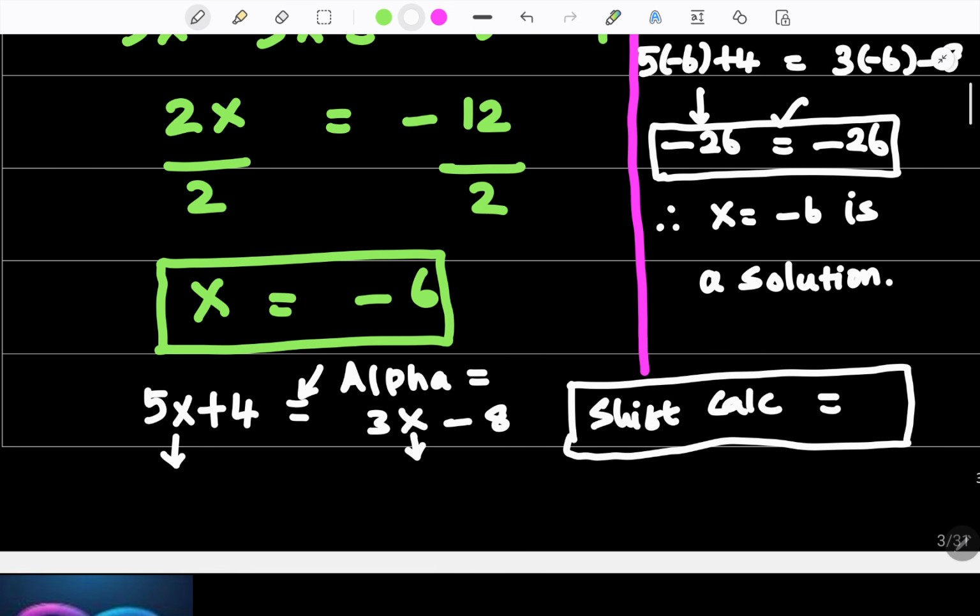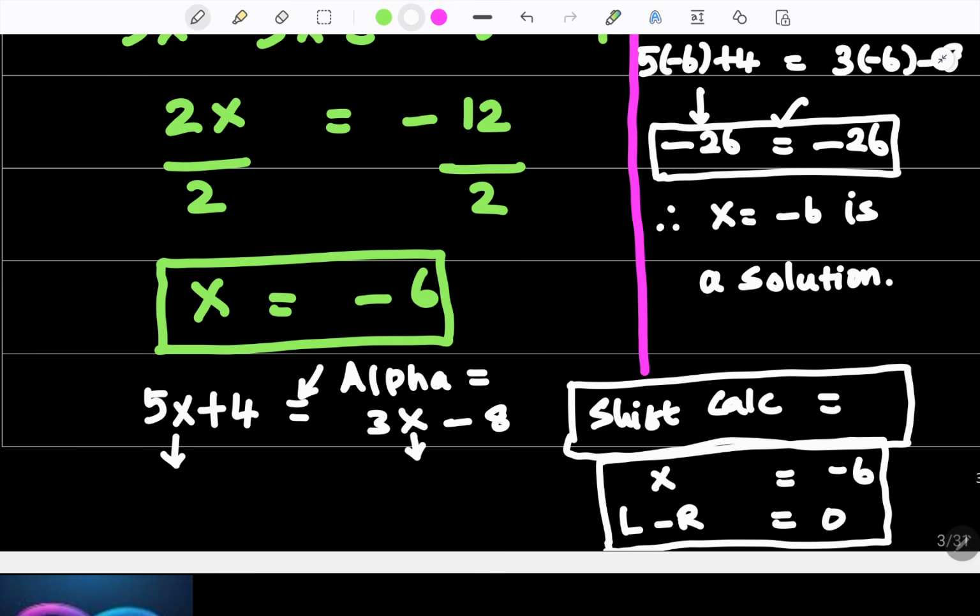If you press like this, you will get the answer x equal to negative 6 and L minus R is equal to 0. So the x value is minus 6 and L minus R equals 0. Keep in your mind, all the time you should get L minus R equal to 0. If you are not getting L minus R equal to 0, then your answer is wrong. So this is the way for you to make sure inside the examination room whether your answer is correct or not.